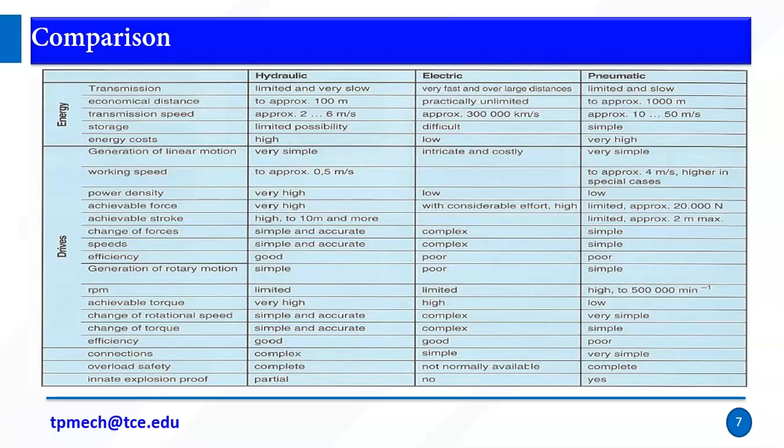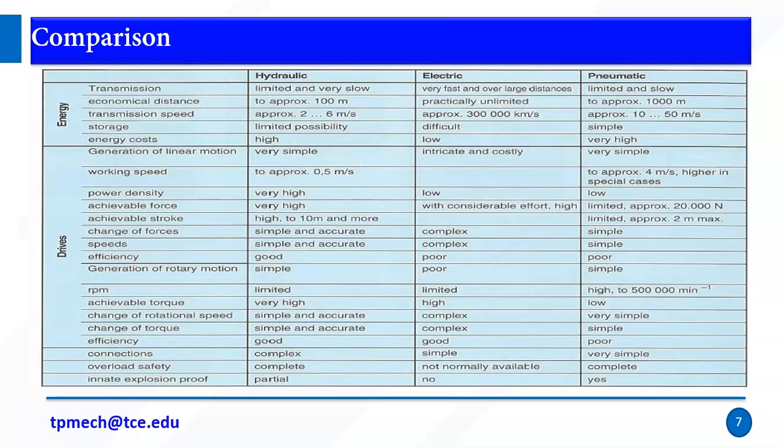The second one is economical distance. Electrical is practically unlimited, because we transfer the electric energy via wires. For hydraulic it may be 2 to 6 meters. Pneumatic you can transfer up to 10 to 50 meter per second, so approximately 100 meters, and for pneumatic it may be 1000 meters.